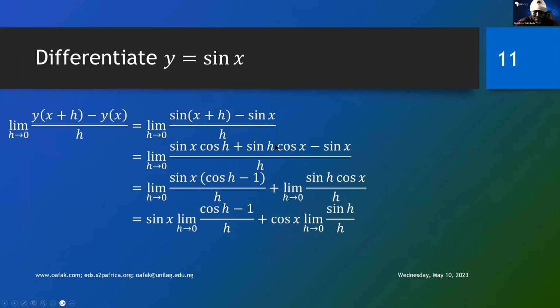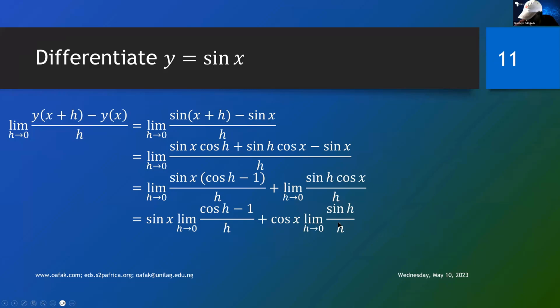So you put sine x outside: cos h minus 1, plus sine h cos x. And the limit of the sum is the sum of the limits. So you can carry this sine x out and you can carry this cos x out. So you are now left with evaluating the limit as h tends to 0 of cos h minus 1 over h, and of sine h over h.